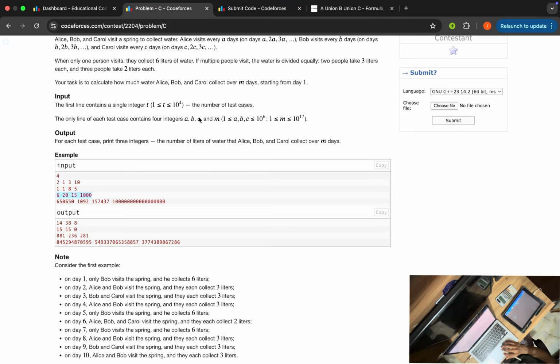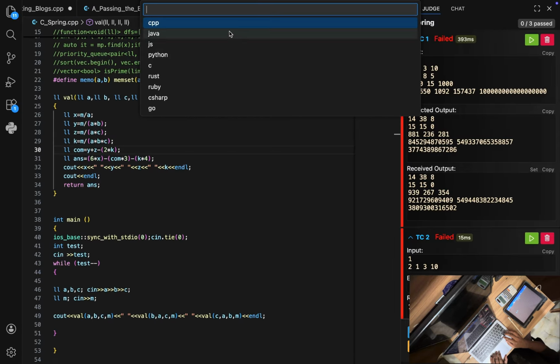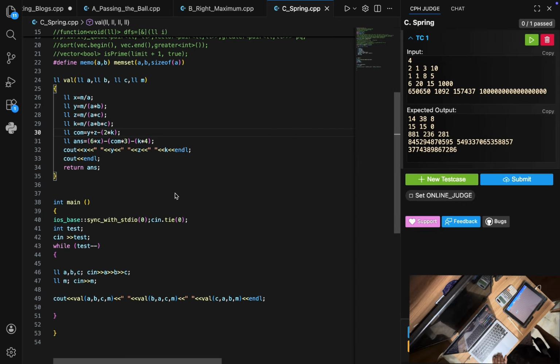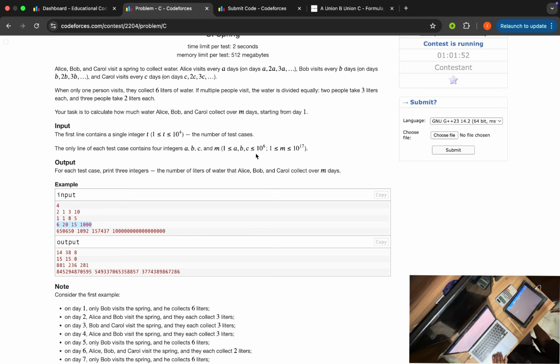I don't think it's that way. 6, 20, 15,000. Why is it not working? That's my main question. Should I do something? NM can be 1 to 6 at max. ABC can be 1 to 6, up to 1 to 6.